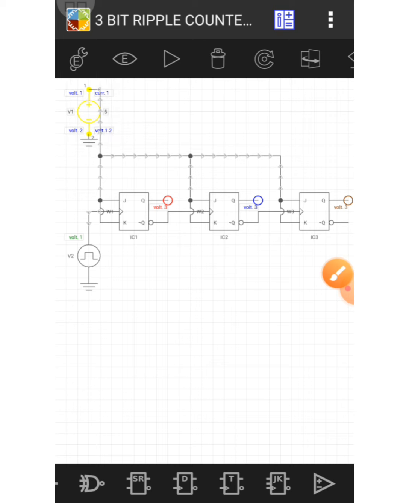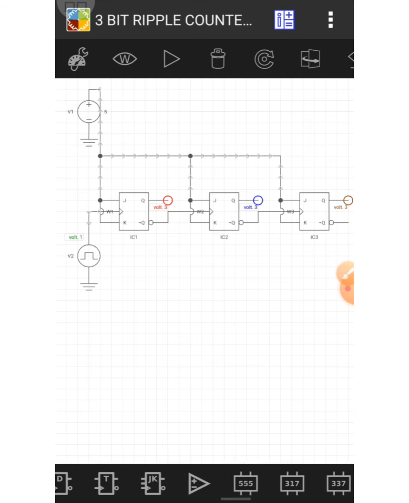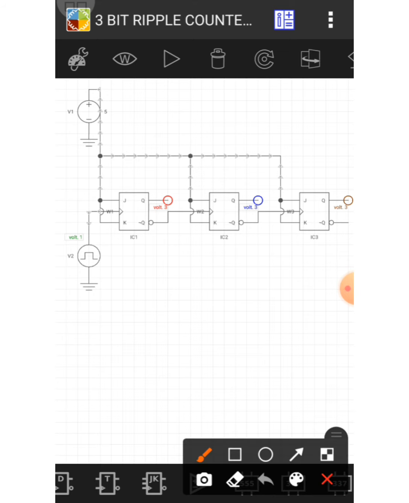Next I have taken these flip-flops from below, and the clock pulse is also taken from below. Here the clock pulse is given not simultaneously, therefore it is called an asynchronous counter, and the output is taken from the Q.